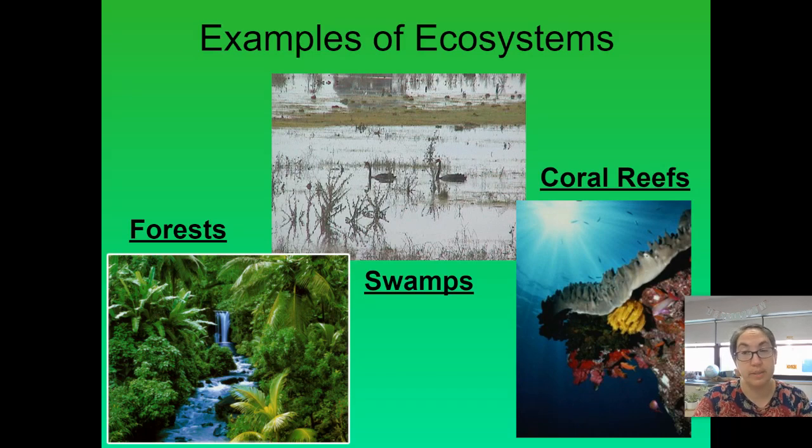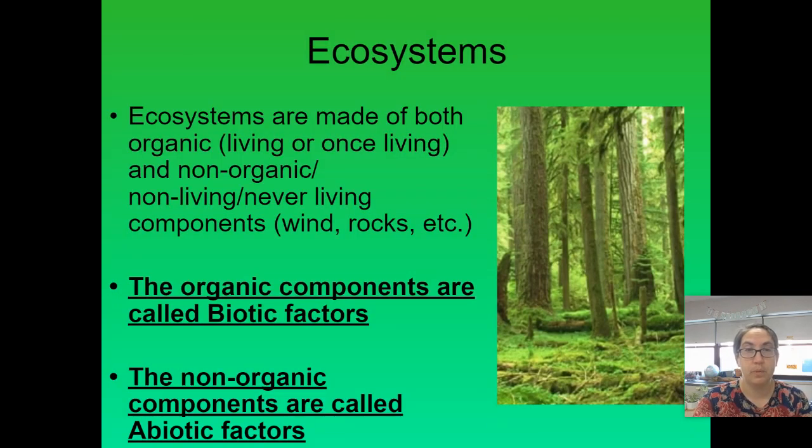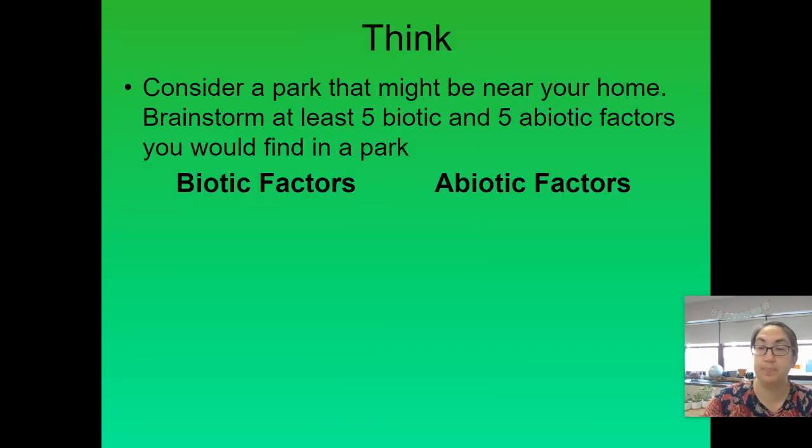All these are ecosystems. So ecosystems are made of both living or once living, so they could have been alive and are now dead, organic things, or non-organic, non-living, never living components like wind, rocks, etc. The organic components are called biotic factors. Remember, bio, like biosphere, are all the living things. The non-organic components are called abiotic. A as a prefix means not, so not living.